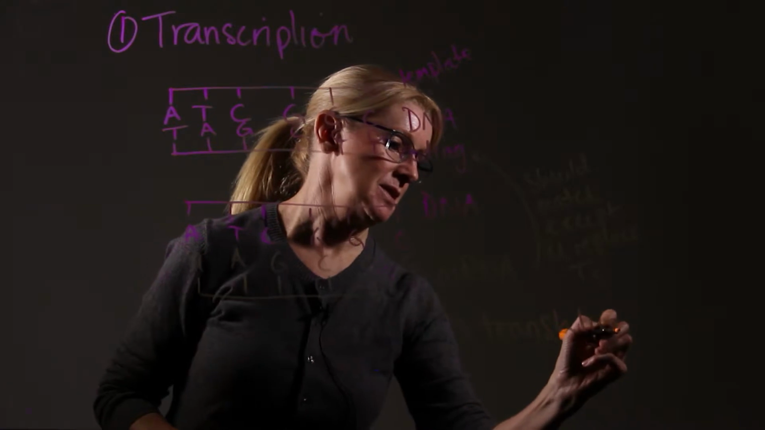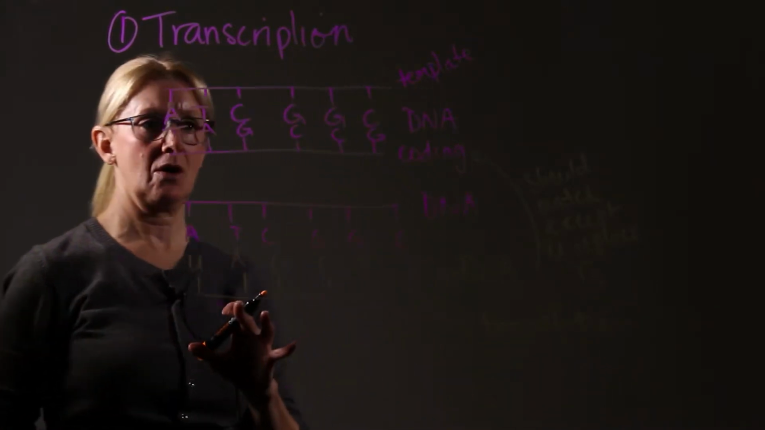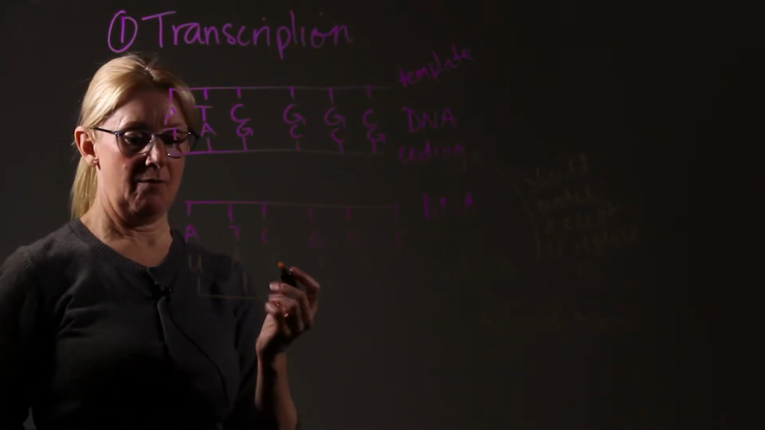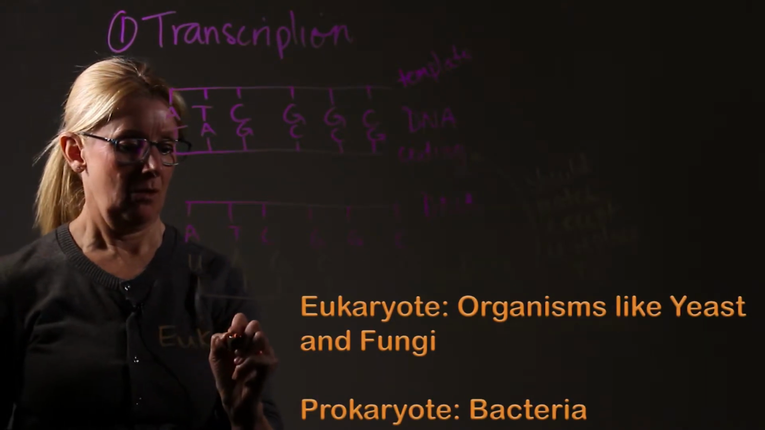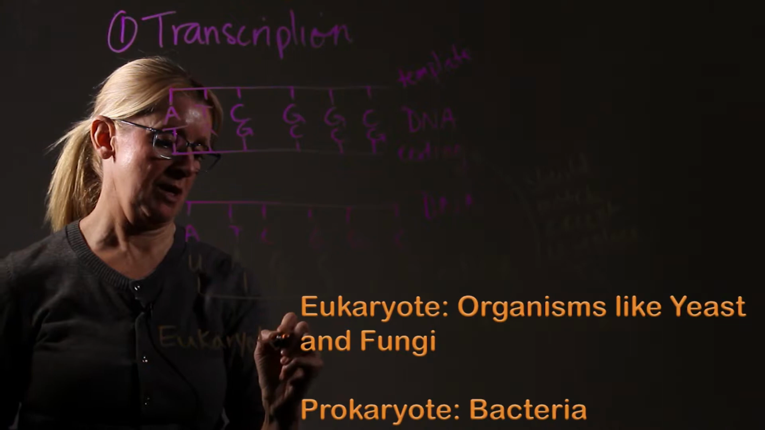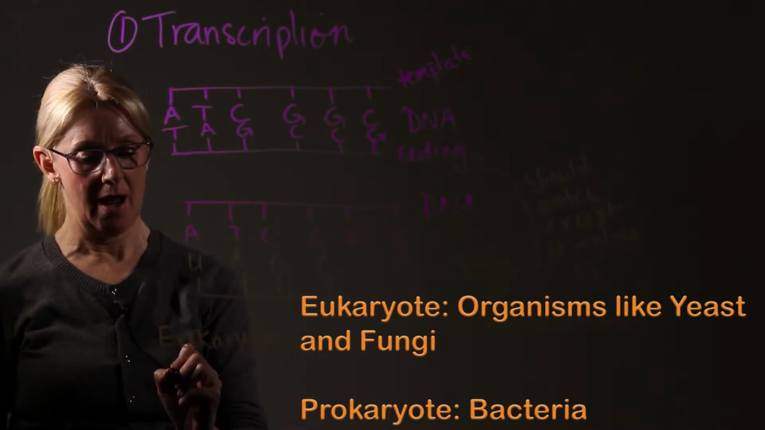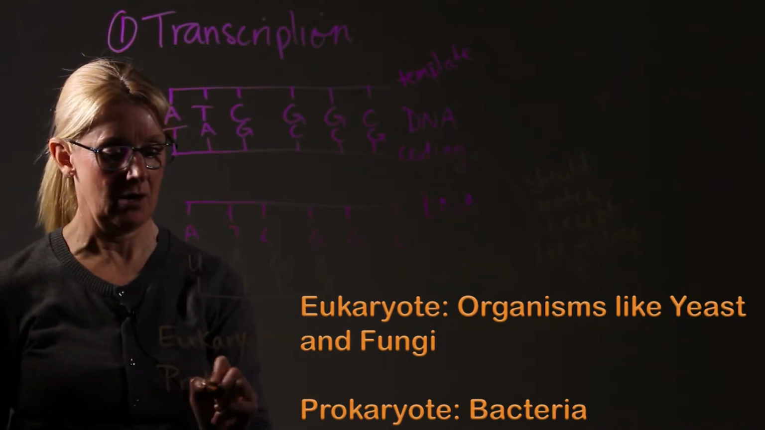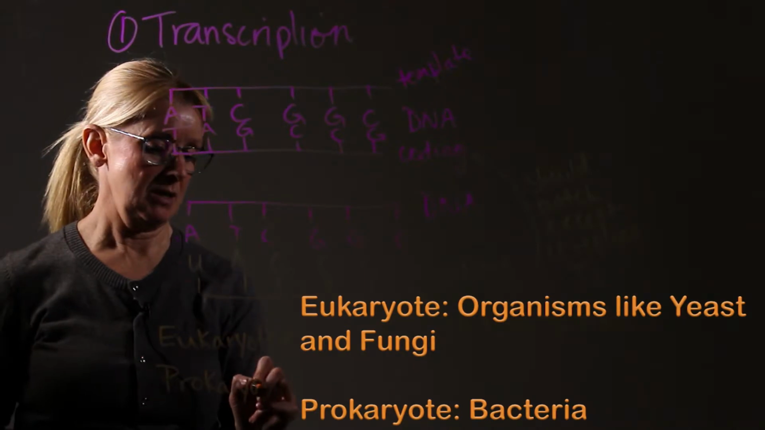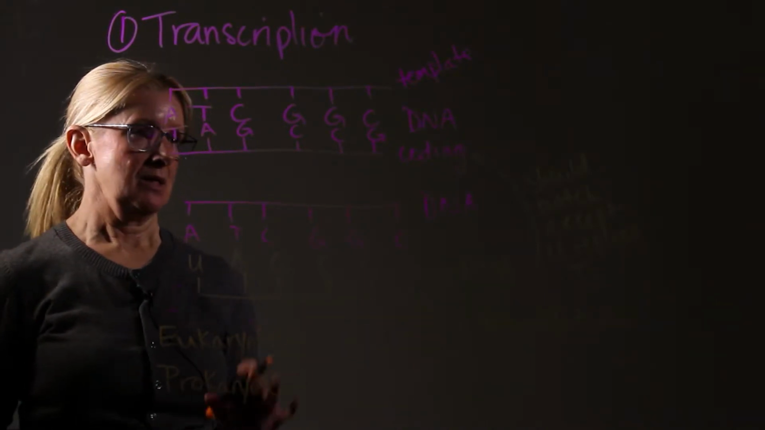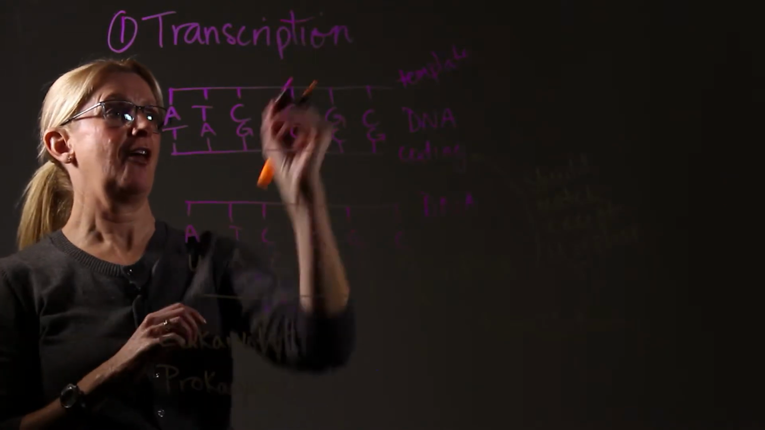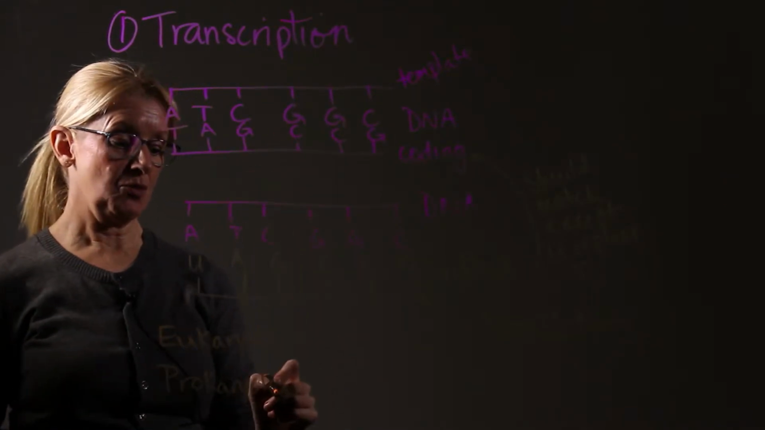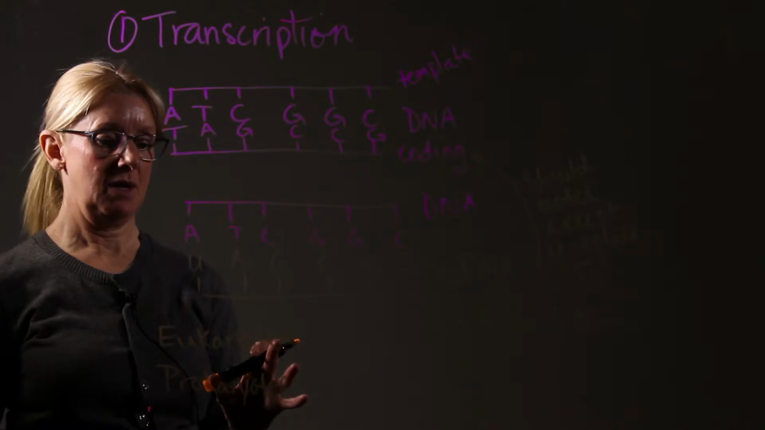But let's back up just a second to remember where this is occurring. Remember, we have been studying both eukaryotes, which are organisms like yeast and fungi, and we've also been studying prokaryotes, which are organisms like bacteria. So in order to remember where transcription occurs, cross that T, where transcription occurs, we think about where the DNA would be in both of these.